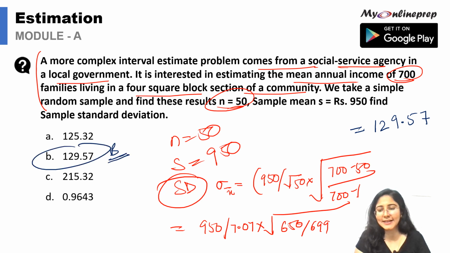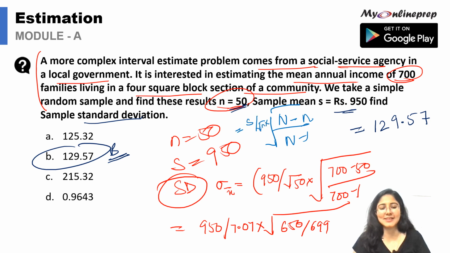So what we have done in this question is: n was given, the sample mean was given, and we had to find the standard deviation. So we applied the formula: 950, that is the sample mean, divided by under root of n, multiplied by under root of (capital N minus small n) upon (capital N minus 1). So this is how we have calculated our answer.